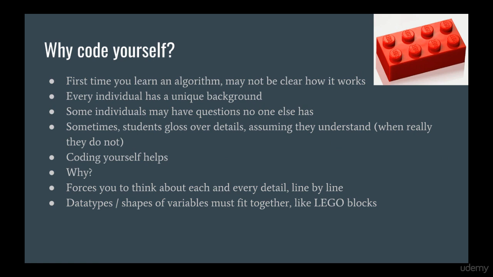First, we are going to talk a little bit about why you want to code by yourself. A lot of the time, what an algorithm does or how it works isn't quite clear the first time you learn about it. Every individual will have their own unique background, so they might be familiar with the patterns and know exactly what to do, while some individuals might have questions that no one else has. Sometimes you gloss over details because you assume you know what's going on, when really there are important things you're not considering. So this is how trying to code by yourself can help you.